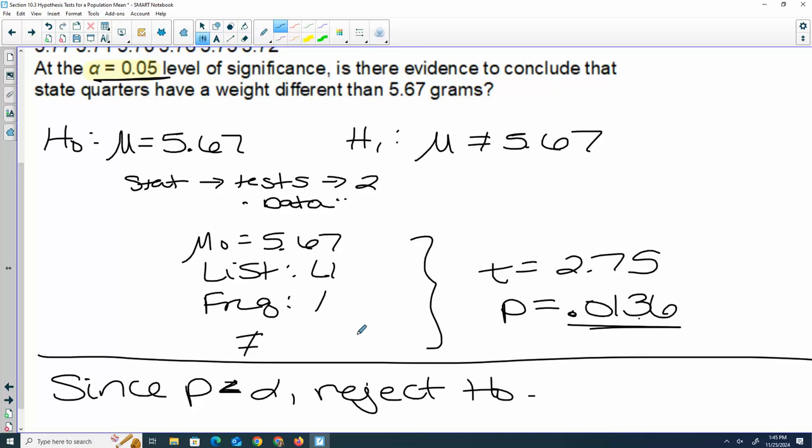Any questions there? What is that? He's talking about alpha. The alpha, I'm sorry, is 0.05. Other questions?